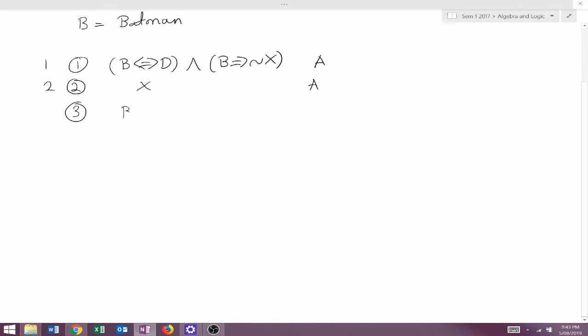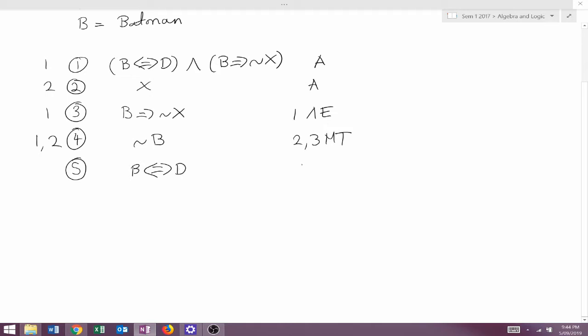On line 3, we can separate line 1. In line 4, we can then use lines 2 and 3, and that line 4 will be dependent on lines 1 and 2. In line 5, we will break up the first part of line 1 using AND elimination, and that will be dependent on line 1. In line 6, we will use lines 4 and 5.